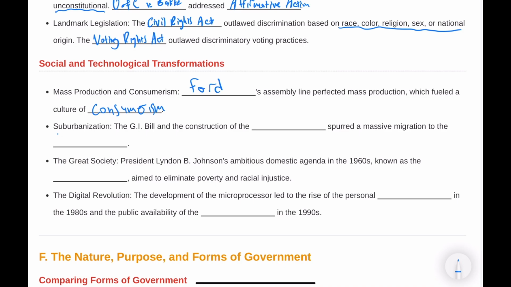Next up, we have this term suburbanization. Remember the GI Bill and the construction of the interstate highway system spurred a mass migration to the, right here, it's right in the word, to the suburbs. Next up, we have the Great Society. Remember, this is President Lyndon B. Johnson's ambitious domestic agenda in the 1960s, known as blank. This aimed to eliminate poverty and racial injustice, named the Great Society.